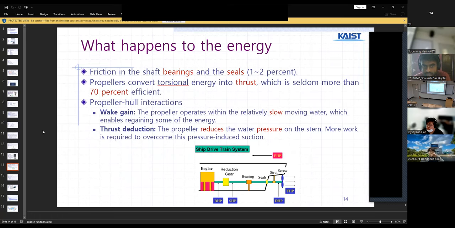Propeller hull interactions also is very important in this. Talking about wake gain, the propeller operates within a relatively slow moving water, which enables regaining of some of the energy. And thrust reduction is the propeller reduces the water pressure on the stern. More work is required to overcome this pressure induced suction.